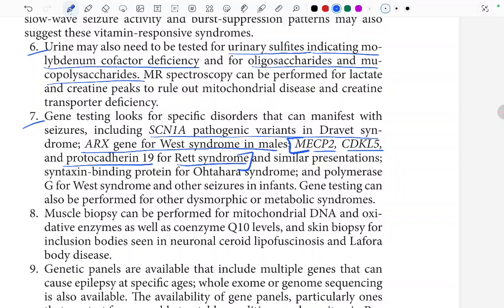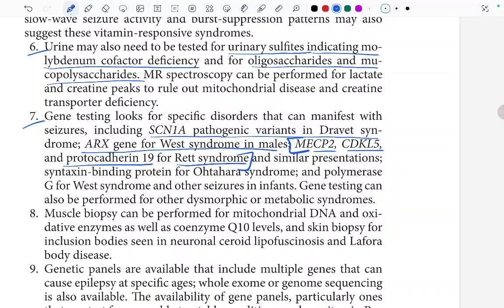Similar presentations: syntaxin binding protein for Ohtahara syndrome, and polymerase G for West syndrome and other seizures in infants. Gene testing can also be performed for other dysmorphic or metabolic syndromes. Muscle biopsy can be performed for mitochondrial DNA and oxidative enzymes, as well as coenzyme Q10 levels.